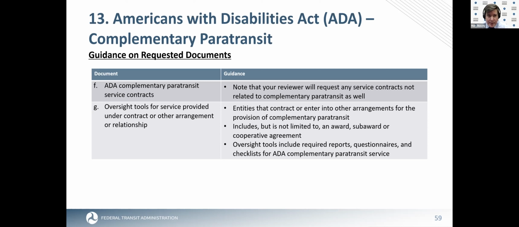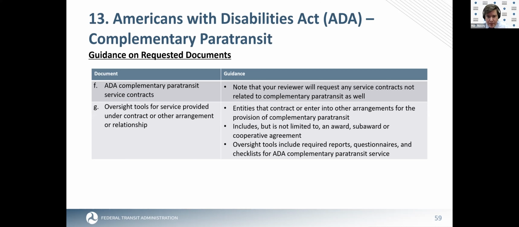Similarly, it's not mentioned in the general ADA section, but your reviewer is also going to want to see any type of service contracts that aren't related to complementary paratransit. So if you have first mile, last mile, or microtransit, or you have contracts with TNCs, anything along those lines, they're going to want to see those contracts or agreements as well. So just keep that in mind.